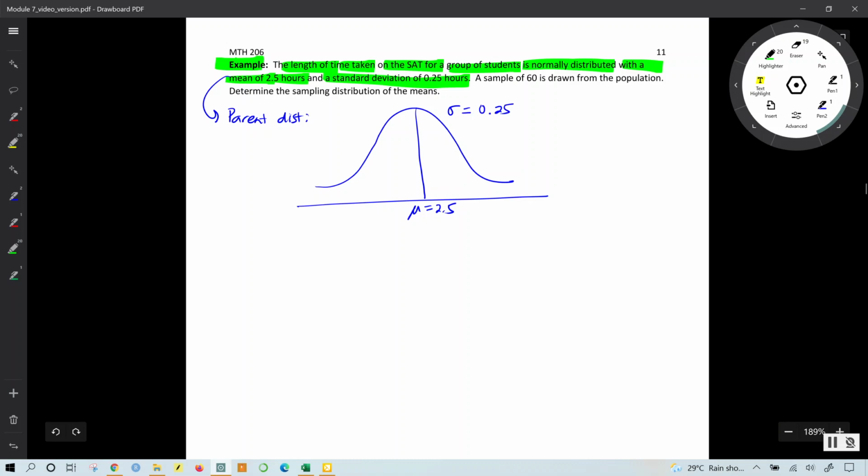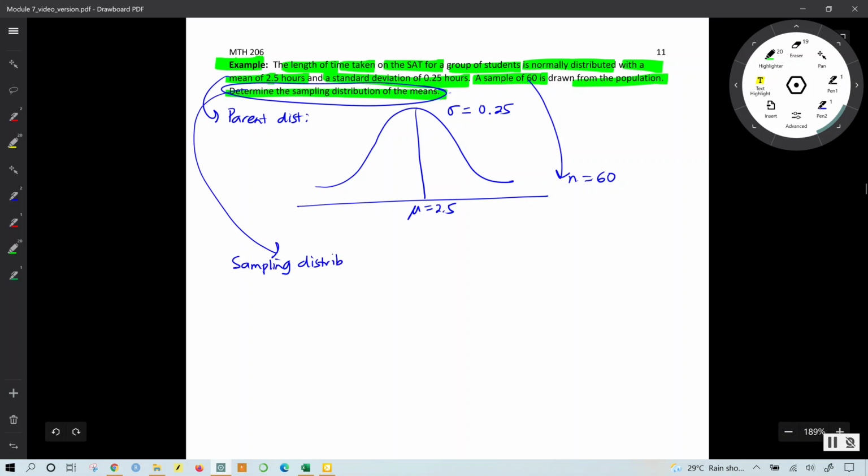of 0.25 hours. Now we're told further that a sample of size 60, which means in this case we're looking at n equals 60, the size of the sample, is drawn from the population. We're to determine the sampling distribution of the means. This is just meant to take us back. So in this case, no probability question, just to determine the sampling distribution of the sample means. The sampling distribution, also called the derived distribution.